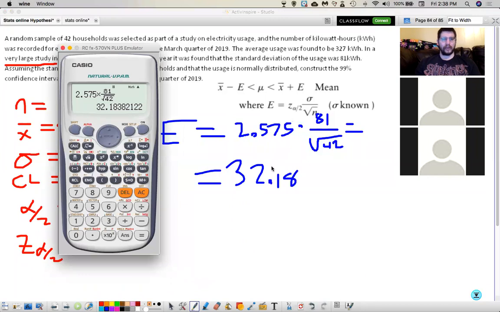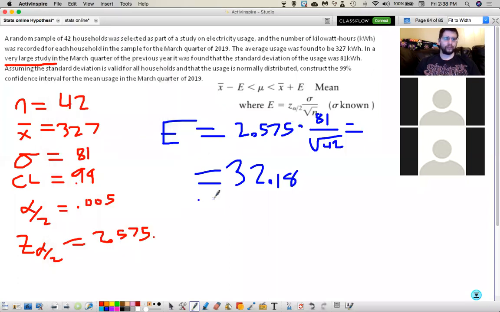And I'm just going to write that down, but I'm actually going to store this entire value to A so I can do it without rounding. Instead of P hat, we're using X bar. So X bar plus and minus our error. So my answer is going to be 327 minus 32.18.